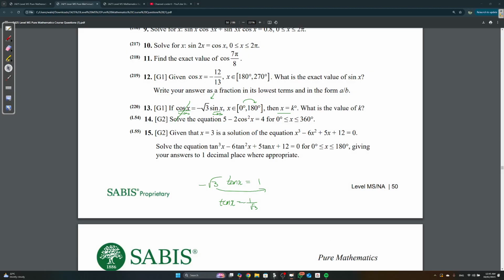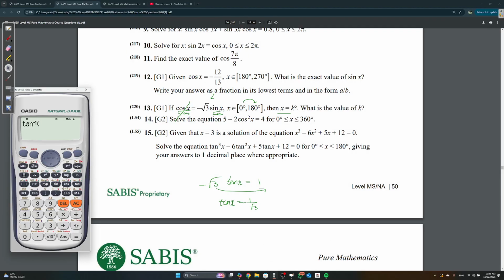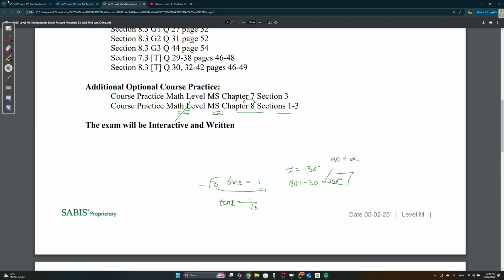Okay, you just do shift tan. Shift tan of minus 1 over root 3 in degrees. In between, what's our domain? 0 and 180, right? So you're gonna get negative 30. So x is equal to negative 30 degrees. But what are we doing with tan? Tan, you always consider 180 plus that angle, right? So 180 plus negative 30 equals 150 degrees. Now, does this fit in my domain? Yes, it does.